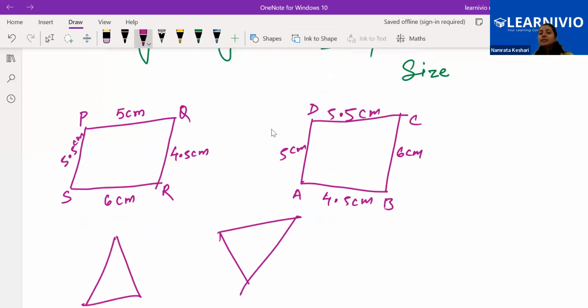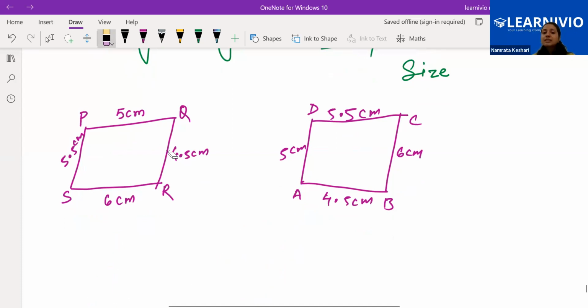Okay, now let's get back to our quadrilateral. Whether quadrilateral PQRS and quadrilateral ABCD, these two are exactly the same in shape and size or not. So exactly the same in shape and size means what? Sides have to be exactly the same, and corresponding angles also have to be exactly the same.